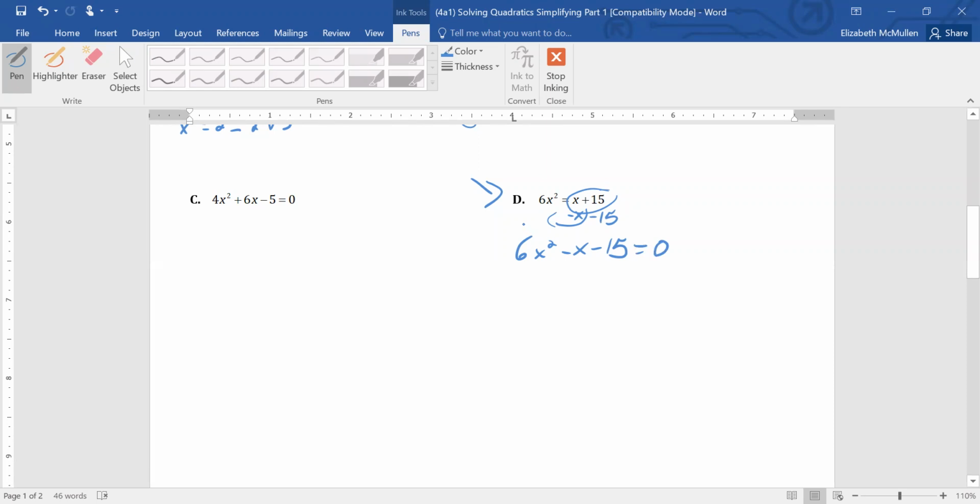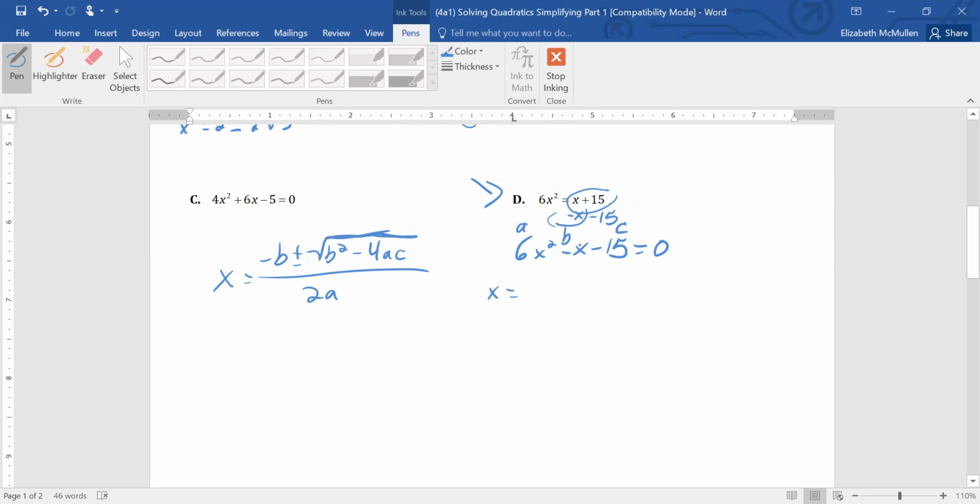All right, remember, let's label our A, our B, and our C. Quick rewrite of our quadratic formula here, just so we remember: x is equal to negative b plus or minus the square root of b squared minus 4ac all over 2a. Okay, so let's plug it in.